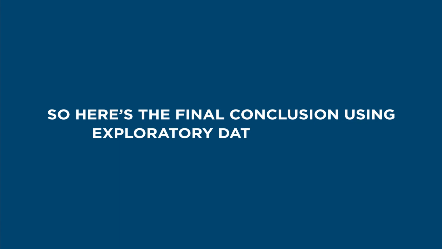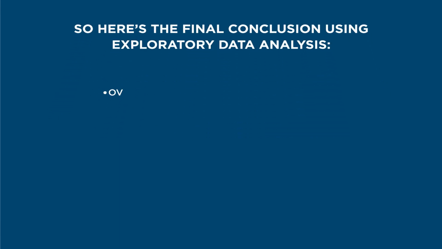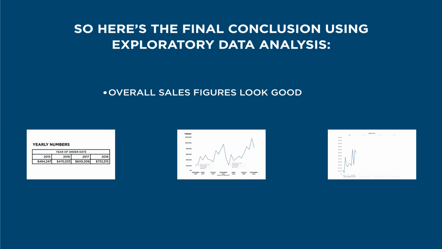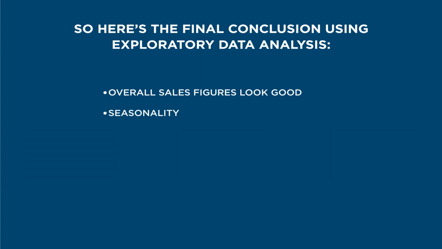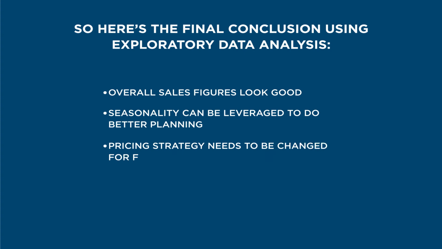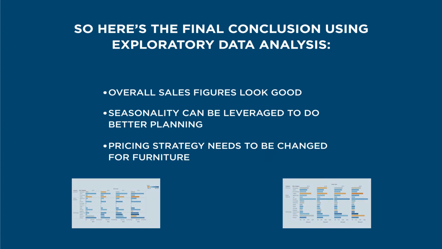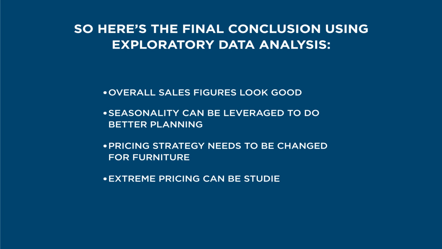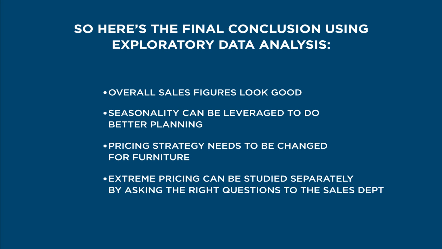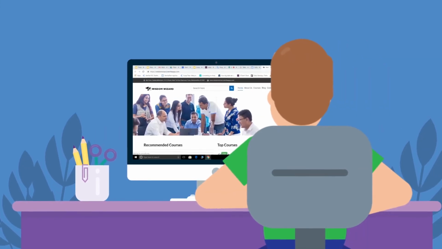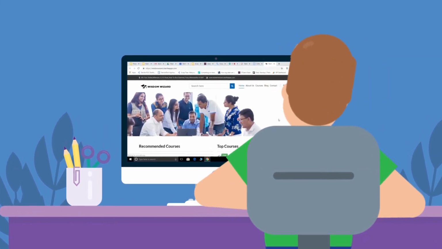So, here's the final conclusion using exploratory data analysis. Overall sales figures look good. Seasonality can be leveraged to do better planning. Pricing strategy needs to be changed for furniture. Extreme pricing can be studied separately by asking the right questions to the sales department. With this, we come to the end of our series of analytics video.